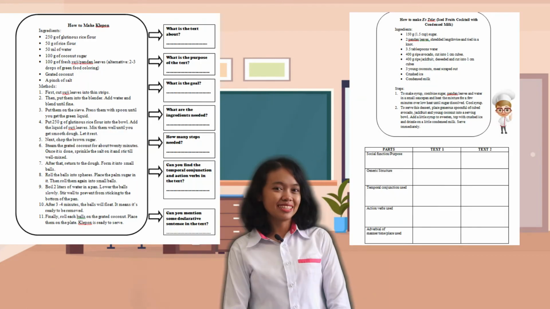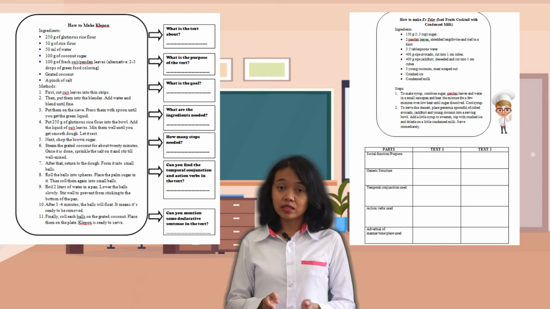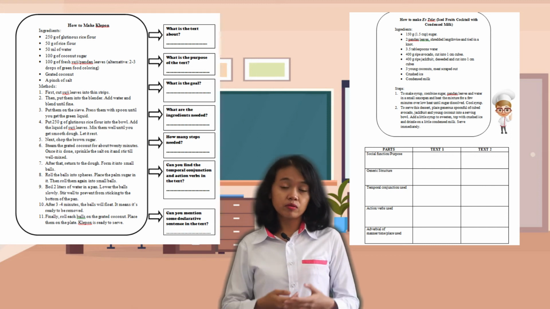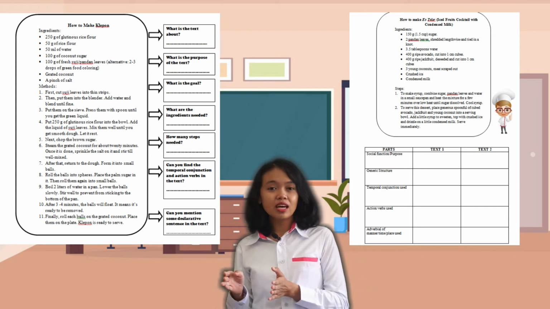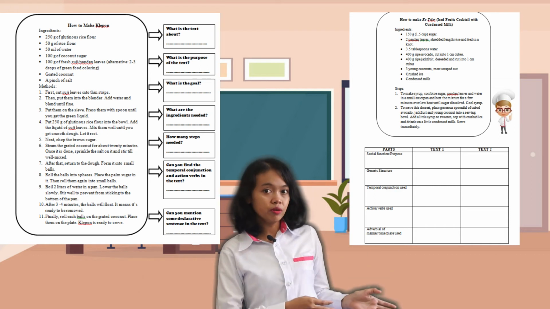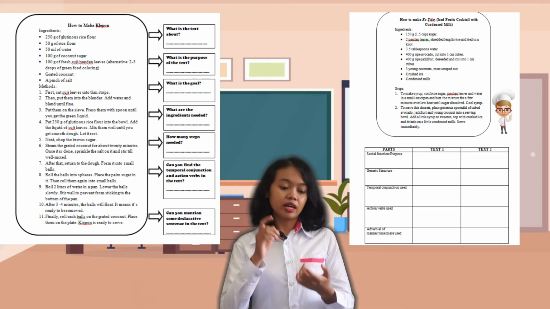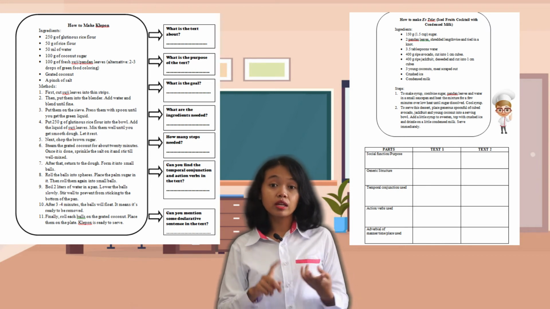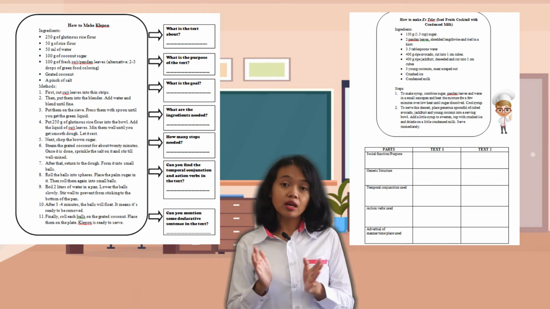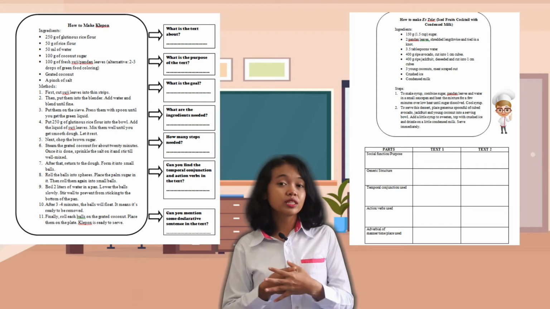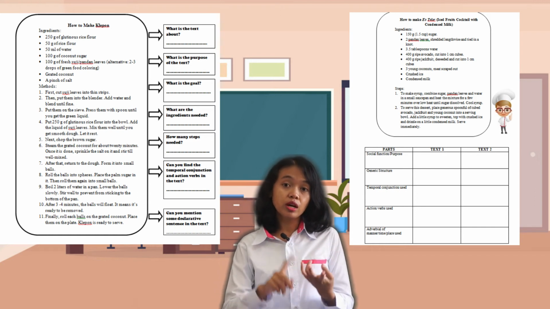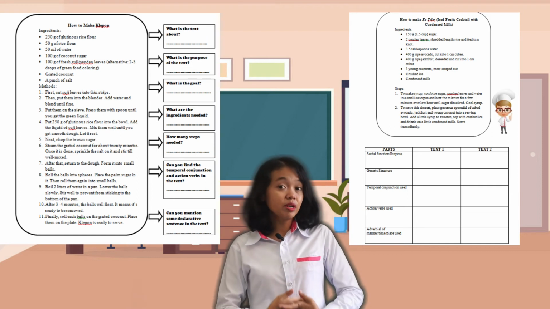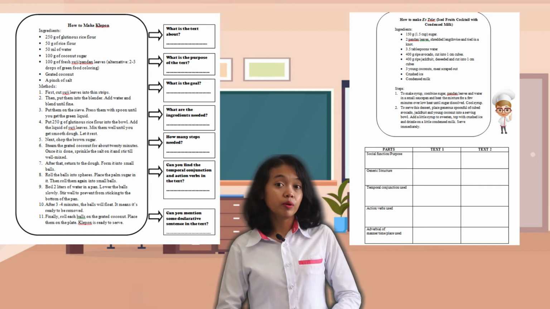Okay, students. For now, it's time to do the exercises. I have provided some exercises for you on Google Classroom. Have you downloaded them? Okay, that's great. The first task is you have to analyze a recipe that I have provided for you in the exercise. Analyze the social function, the generic structure, and the language features. And the second one, you have to compare two recipes that I have provided in terms of their social function, generic structure, and language features, and try to find the similarities and the differences of both texts.